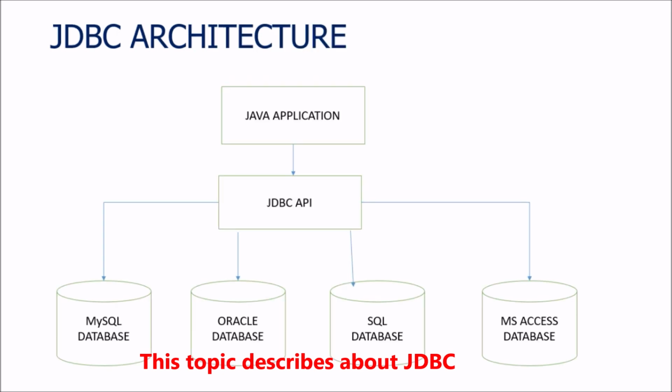This is the JDBC architecture. Here, the user interacts with the Java application. The Java application uses the JDBC API. The JDBC API will interact with different relational databases like MySQL, Oracle, SQL, and MS Access. Then it gets the information from the database, or it can store information into the database. This is the architecture of JDBC.